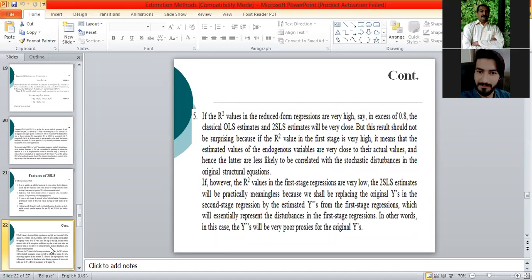But if the R square in the first stage is very low, it means the proxy that you are using is not good, and the results of OLS and 2SLS will not be identical. They will be different, because the proxy that we are using at the second stage is not a good proxy, since at the first stage the R square value is very low. So these are some of the features.